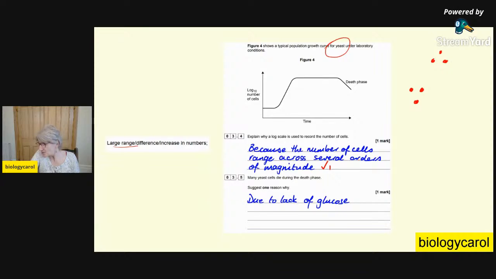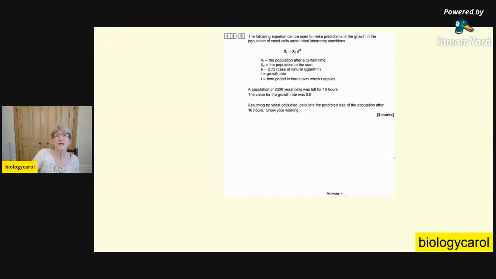Due to the lack of glucose. So there we go, that gives you the mark. Or you could have put that the yeast cells had produced too much of something poisonous, because of course if they're anaerobically respiring, they'd be producing ethanol, alcohol, and carbon dioxide. So there we go.